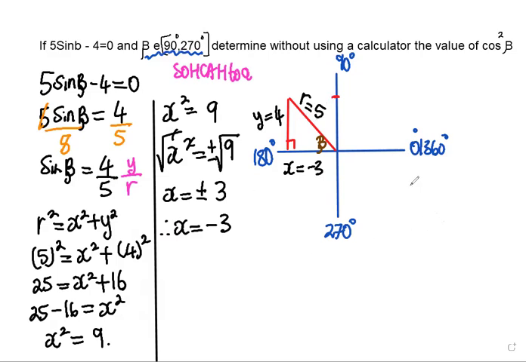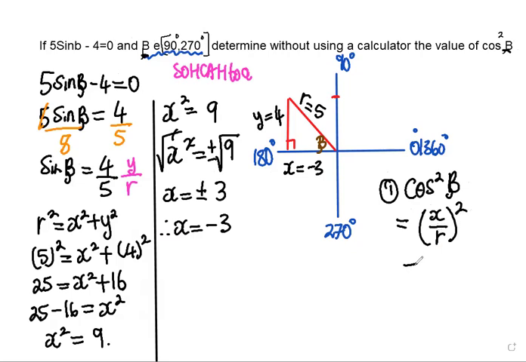Now on the question, what they wanted us to solve was cos squared beta. If they're using beta on the diagram, you must write beta, not theta. And then you can just say cos, you know that SOHCAHTOA, it is adjacent over hypotenuse, so you can just say adjacent over hypotenuse, right? And then you square it.